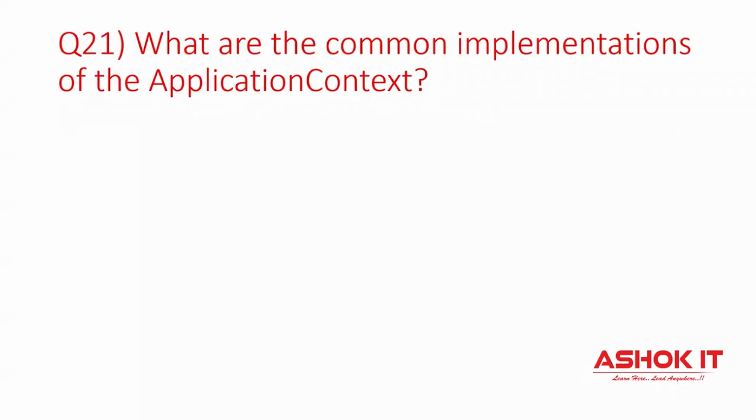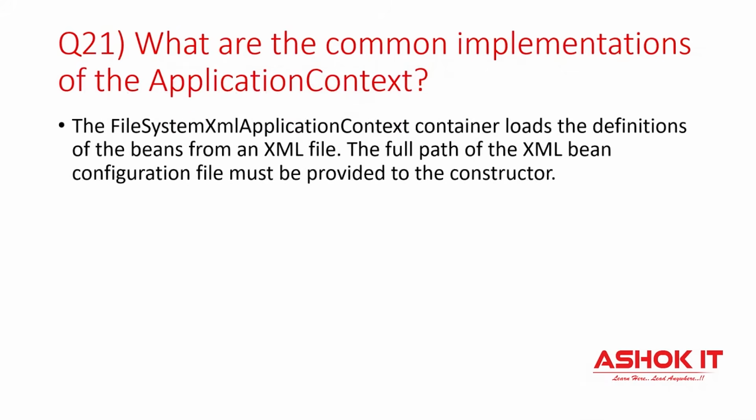Question number 21. What are the common implementations of application context? Here, remember, application context means Spring container. It's an interface. The first implementation, FileSystemXmlApplicationContext. You can have this XML file wherever in the project or outside of the project in your system, like D drive, E drive, wherever it is, it can be loaded.